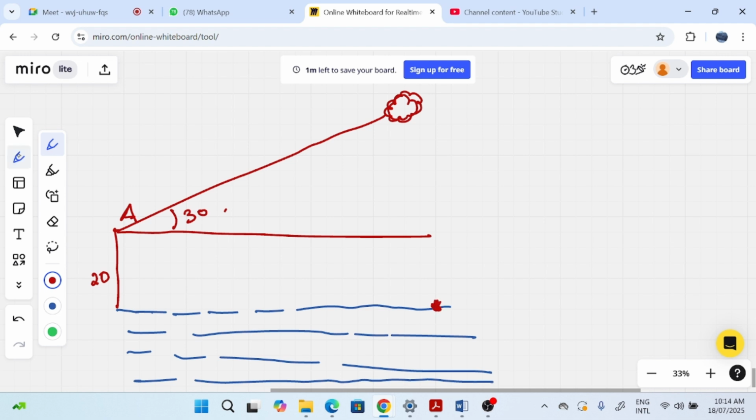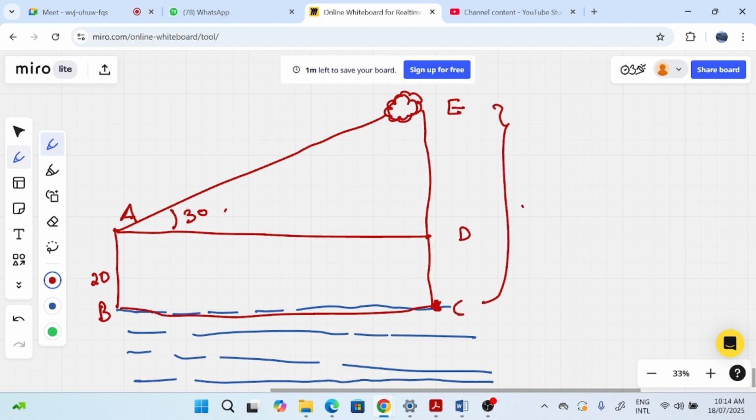So if I say A, B and I say C, I'll join it. I say D here and this becomes my E. Always remember this is the height of the cloud from the ground. This is the height of the cloud from the ground. So if this is 20, this is also 20. So this is total minus 20. Clear? This part is clear to you, Panache?